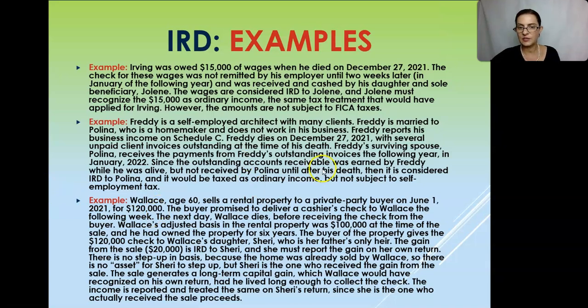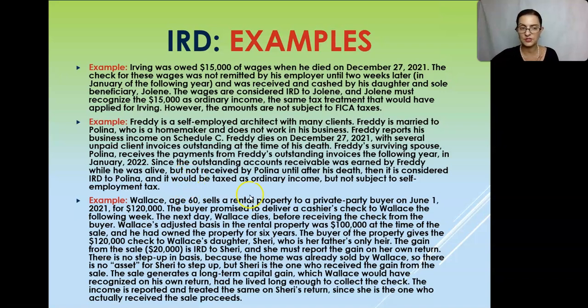Since the outstanding accounts receivable was earned by Freddie while he was alive, but not received by Paulina until after his death, it is considered IRD to Paulina, and it would be taxed as ordinary income, but not subject to self-employment tax because she's not self-employed. He was, but he's dead now. So the income would be ordinary income to her, but you wouldn't file a Schedule C for her.